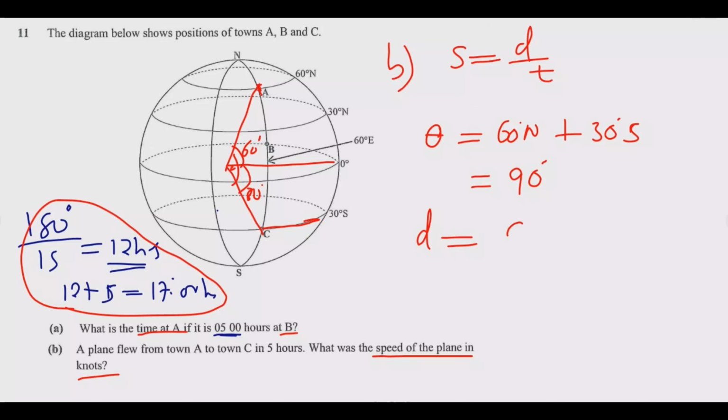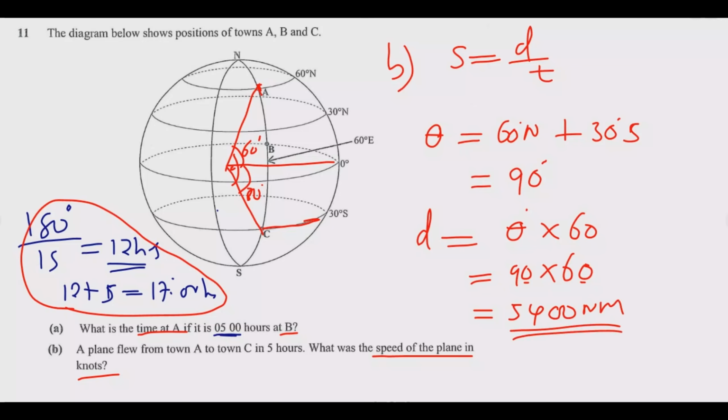Once we find that, we need to find the distance. So distance is equal to this angle that we found, which is 90 degrees, times 60, because for every 1 degree difference, there are 60 nautical miles. So it will be 90 multiplied by 60. 6 times 9 is equal to 54, then plus this 0 and this 0, we are going to have 5,400 nautical miles. But this is just the distance. The question is asking us to find the speed.